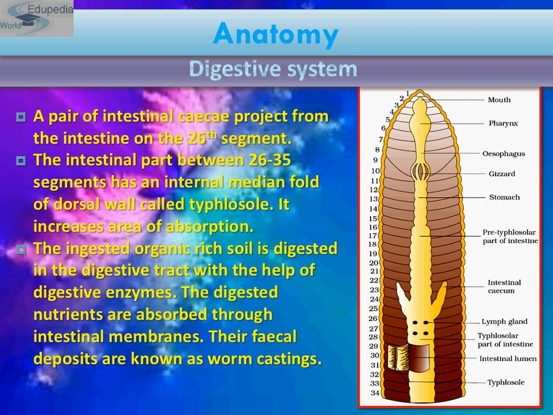The ingested organic-rich soil is digested in the digestive tract with the help of digestive enzymes, and the digested nutrients are absorbed through the intestinal membranes. Their fecal deposits are also known as worm castings.